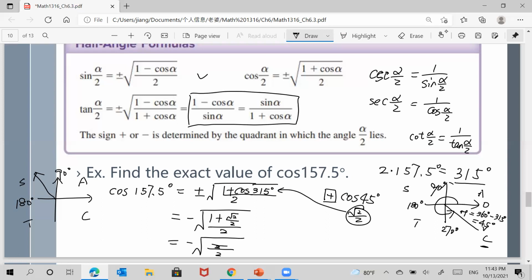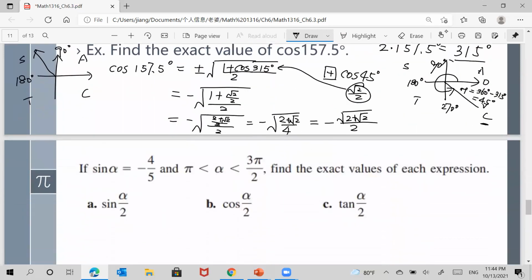So this becomes 2 over 2. That's 2 plus square root 2, and divided by 2 means multiply by 1 over 2. That means negative square root of 2 plus square root 2 over 4. And then the 2 can be pulled out, because the square root of 4 can be pulled out from the square root, because 4 is 2 times 2, which is 2 squared. It equals negative square root of 2 plus square root of 2 over 2. So this is the final answer for this question.